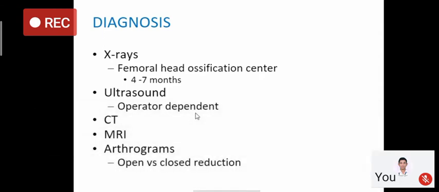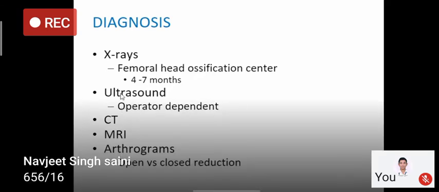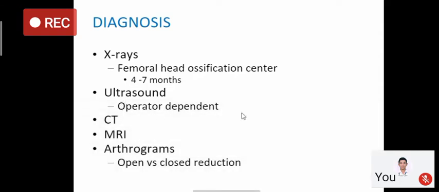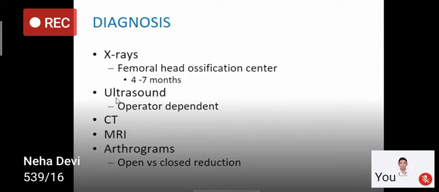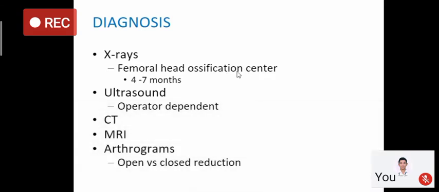How can you diagnose? Before 6 months, ultrasound, but it is operator dependent. The person who knows how to do ultrasonography knows the things, and there is variation in opinion of the different observers. It is observer dependent. On X-rays, the femoral head ossification center takes 4 to 7 months to appear. You can have CT scan, MR, and arthrogram.